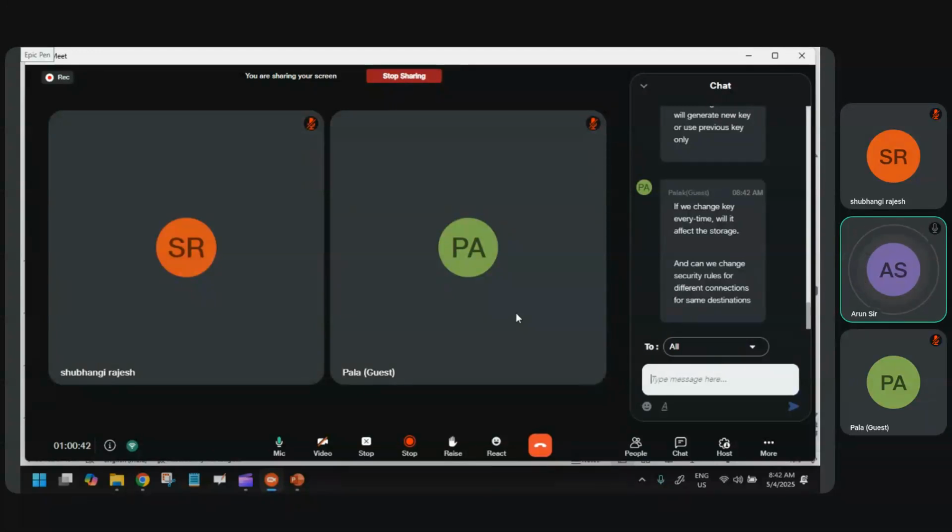And can we change the security rules for different connections for the same destination? Yeah, this is always followed. Security rules can be changed based on the kind of data you are accessing, the time at which you are accessing the data, and the location from where you are accessing your own data. So if you are within a country and accessing data of the same country, then there is a different rule. When you are in another country and trying to access your own data stored in another country, again the security or policy rules will be different. Correct.